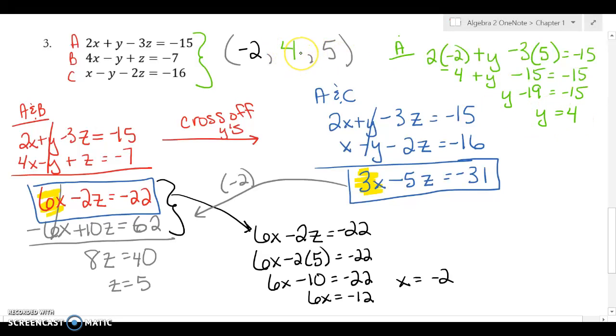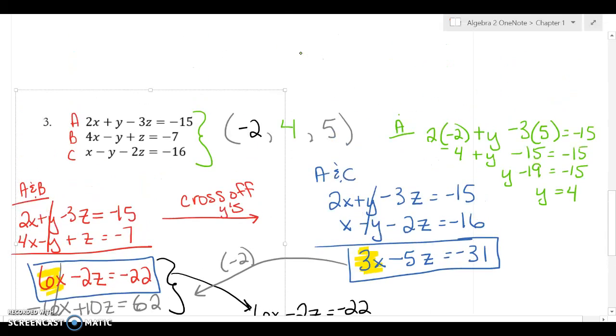So there's definitely a lot of work for these problems. Okay? But again, your first goal is to combine two to cross something off, and then do that again with two other ones to cross something else off. All right, let's look at number 4.